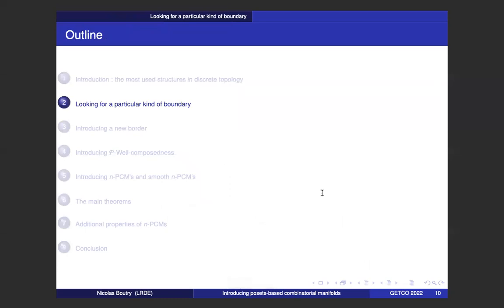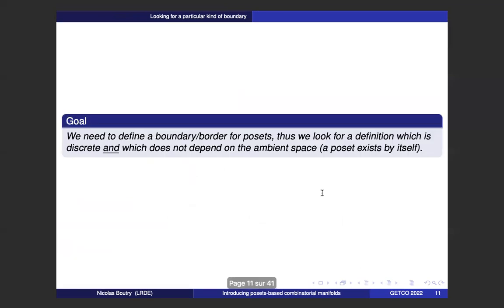So we have seen discrete surfaces. We could see that discrete surfaces do not have boundaries, but in fact we should define boundaries for discrete surfaces before, and so on. We will see why there are no boundaries. It is why I propose to expose to you the standard definitions of boundaries, as I look for a definition which is discrete and which does not depend on the ambient space, at least.